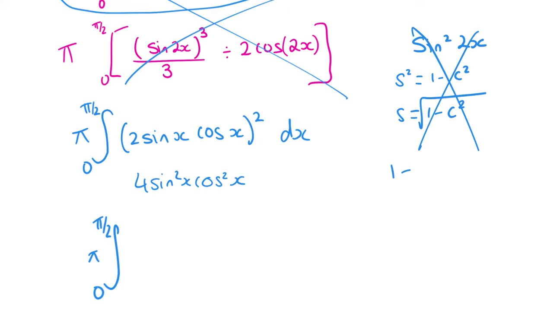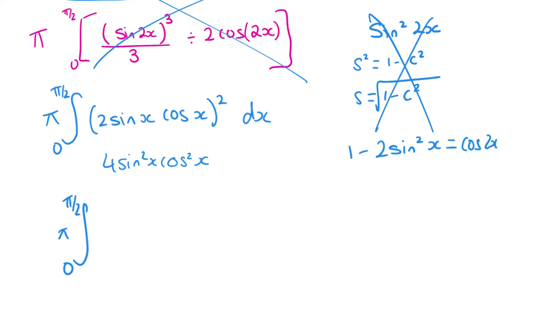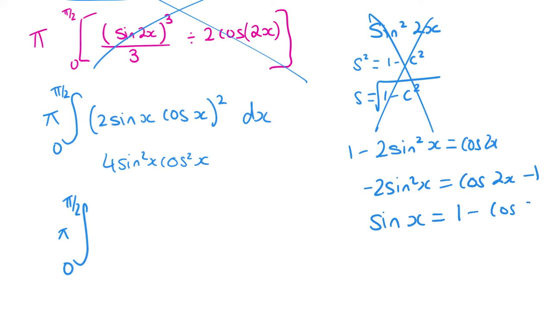1 minus 2 sine squared x equals cos of 2x. Now this is better. Are we managed to now get rid of, do we have a sine squared? Yes. So now I'm going to get minus 2 sine squared x equals cos of 2x minus 1. I'm going to change this round. So sine squared x equals 1 minus cos of 2x.